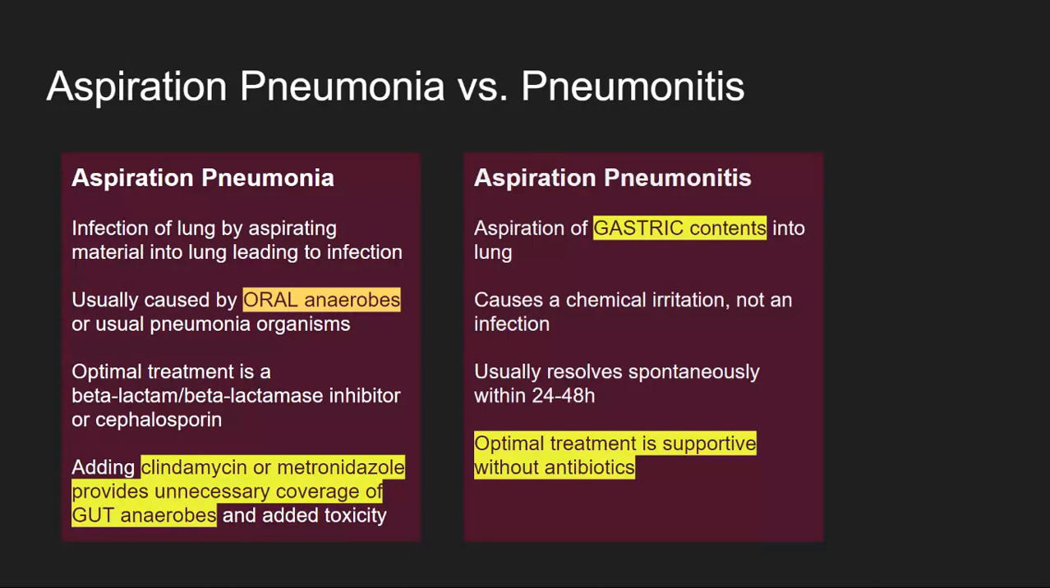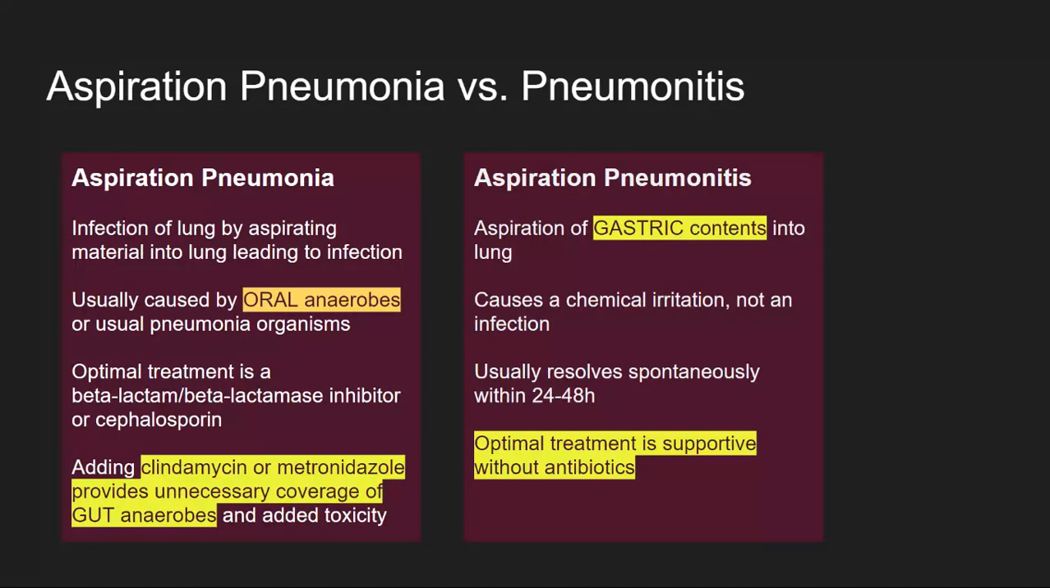It's important to be able to distinguish between aspiration pneumonia and aspiration pneumonitis, as those two entities are treated quite differently. Aspiration pneumonia is generally an infection of the lung that's caused by aspirating material into the lung, and it's usually caused by oral anaerobes, typical pneumonia organisms.